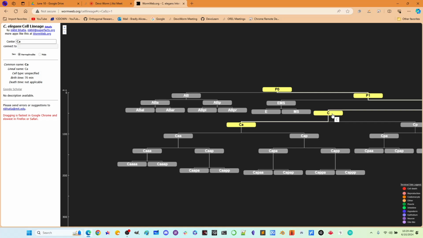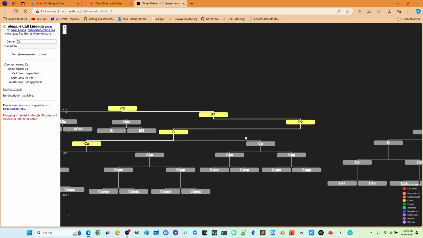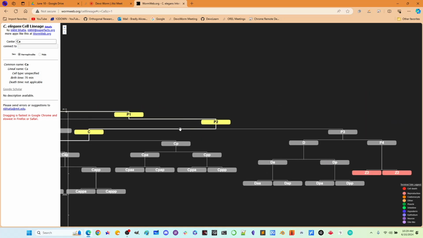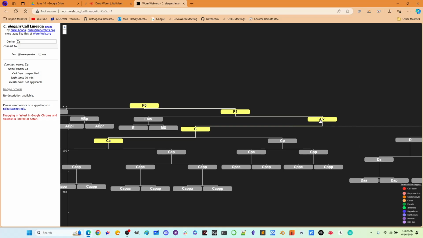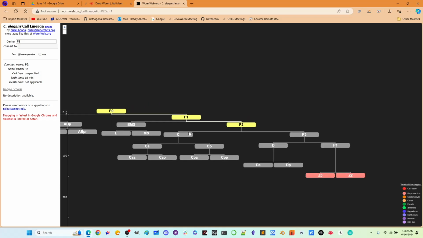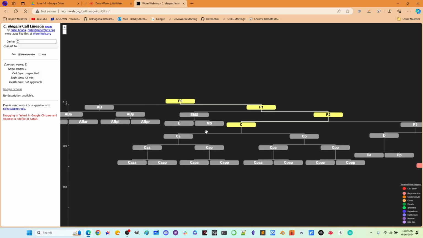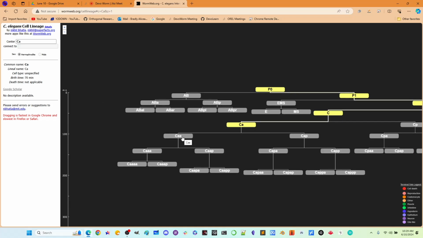If we're building a representation of this, that's how we would define cell C as existing from a division of P2, which divides into C and P3. So P2 persists from 18 minutes to 42 minutes. C persists from 42 minutes to 70 minutes. So that's how we would build a representation.